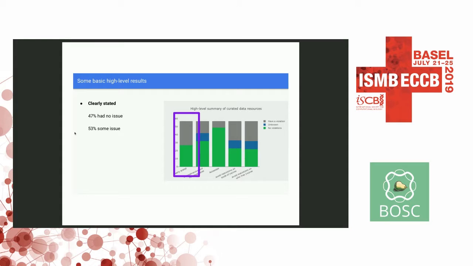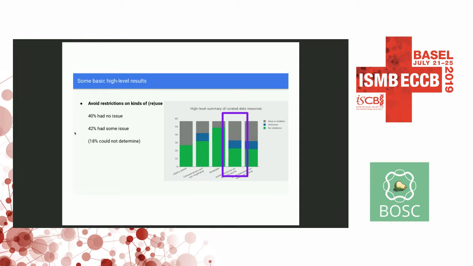So some very basic high-level results. First off, as far as accessibility goes, whether or not something is clearly stated: 53% of resources had some kind of issue with clearly stating the terms under which you could reuse their data. For comprehensive and non-negotiated, 26% had some issue, and 18% could not be reliably determined. So 50% had no issue there. Accessibility, so the ability to actually get at the data in a systematic way: 14% had some kind of issue with that, so pretty good there.